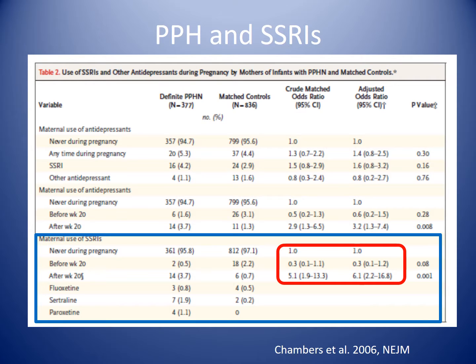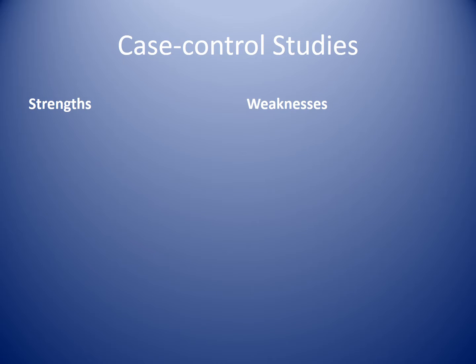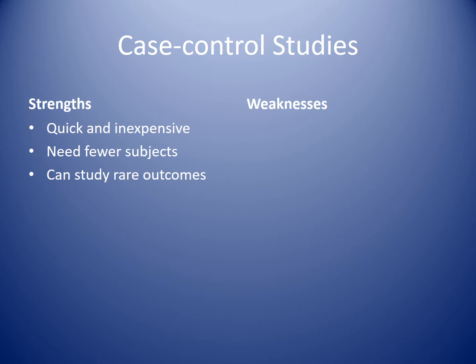And there in red is the critical information. So case control studies, again, you compare cases, someone who has a condition. We looked at myocardial infarctions as an example, and we looked at babies with PPHN as the other example. And that's comparing to a control who doesn't have that condition. So the strengths are that these are pretty quick and inexpensive in the grand scheme of things. You don't have to follow anyone over time. You also need fewer subjects, and you can study rare outcomes.